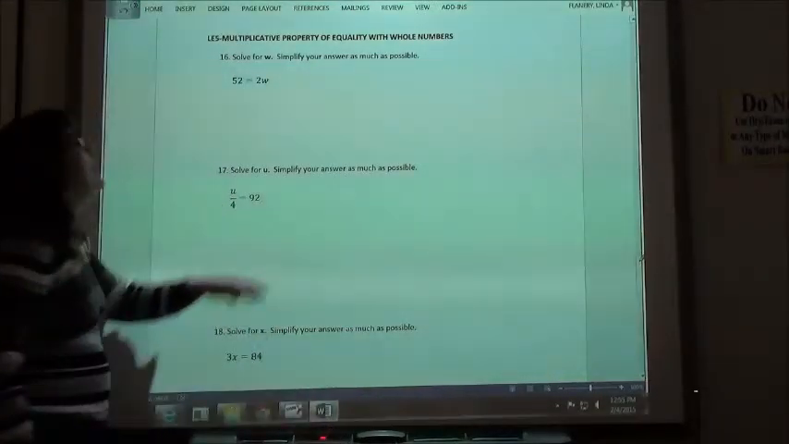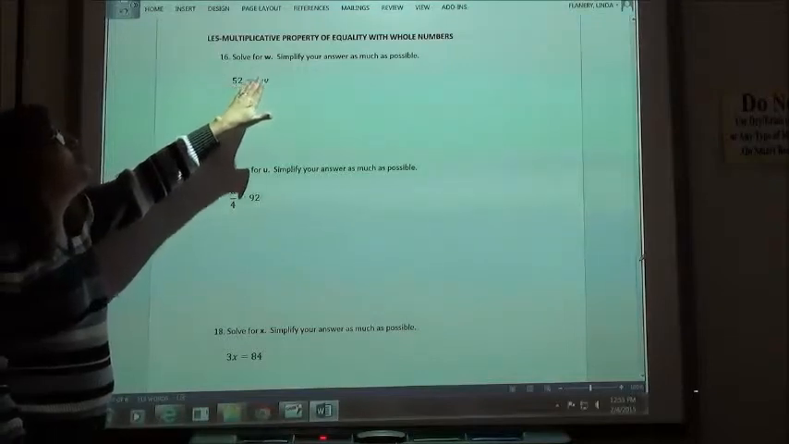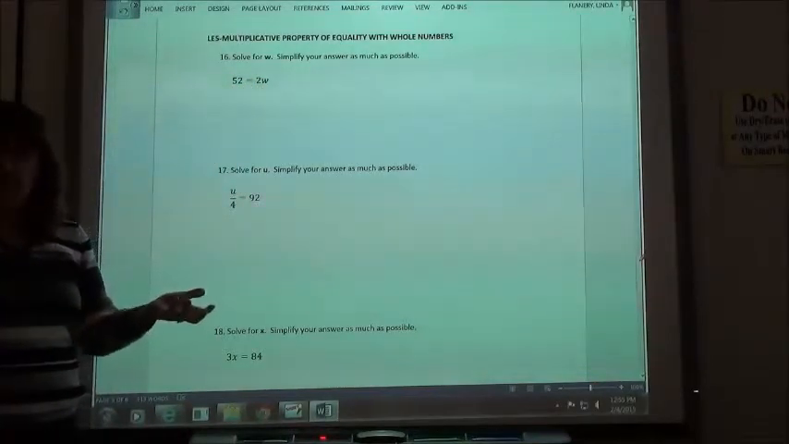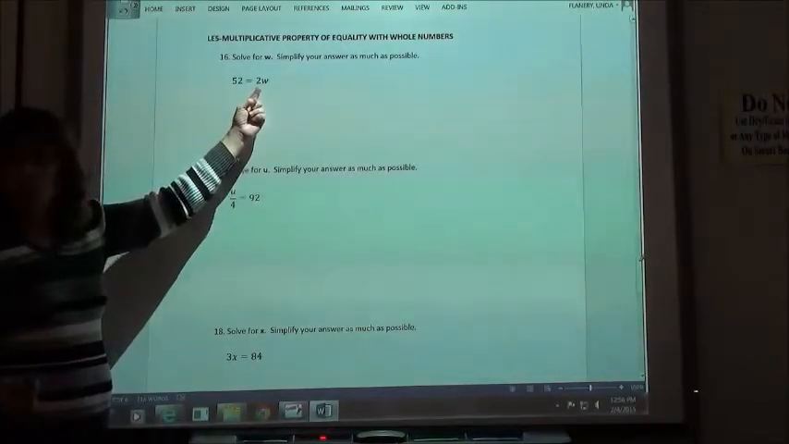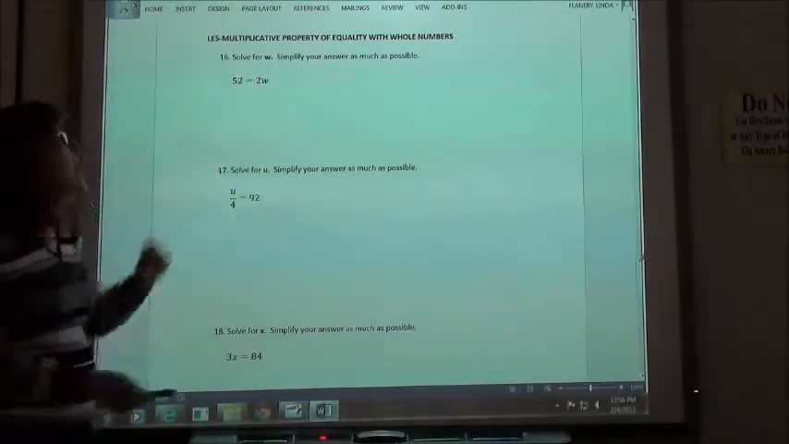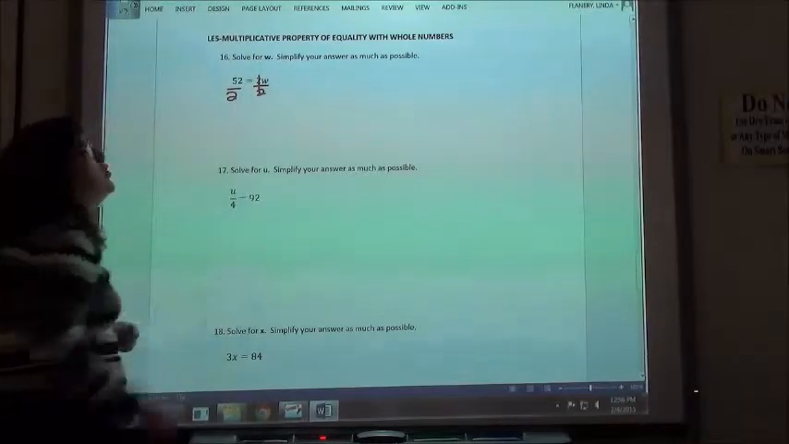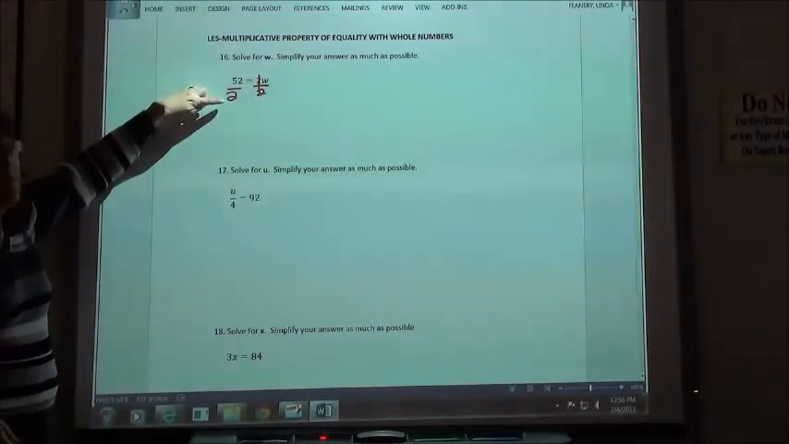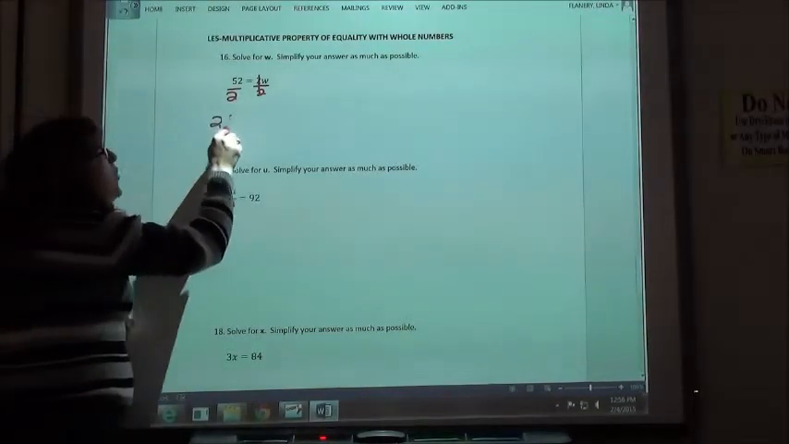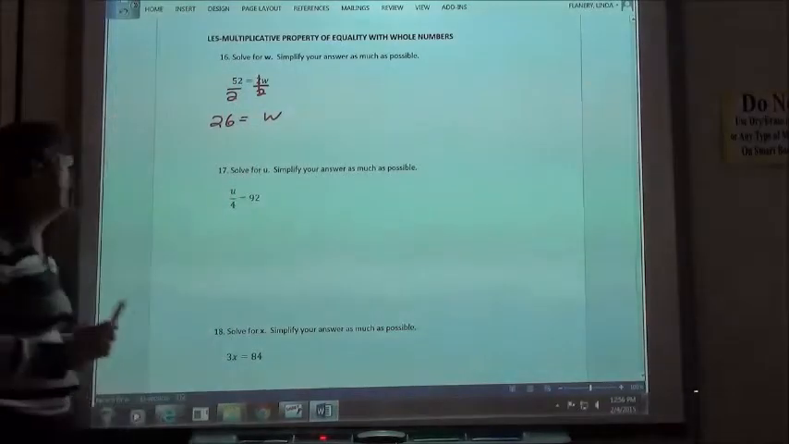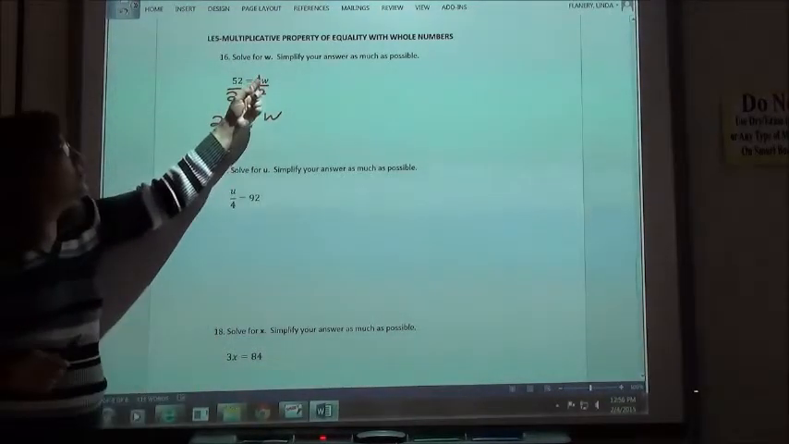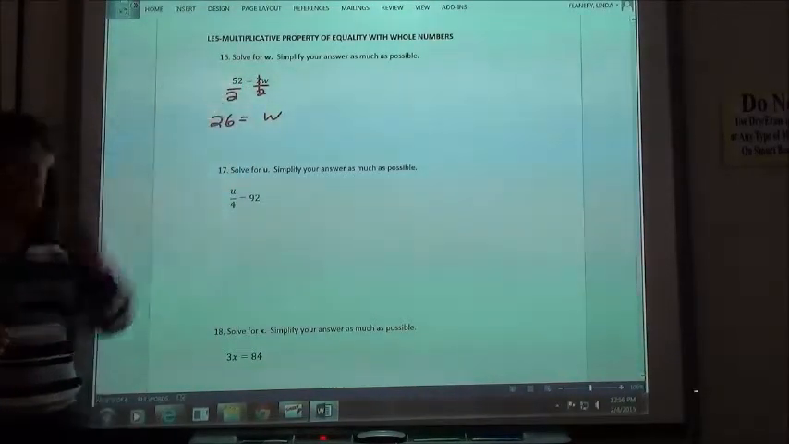So in this case, this says 52 equals 2w, which means 2 times w. To get rid of the 2, which is called your coefficient, I'm going to divide both sides by 2. That gets rid of the 2. 52 divided by 2 is 26 for my answer for w. We know that if we took 2 times 26, we get 52.